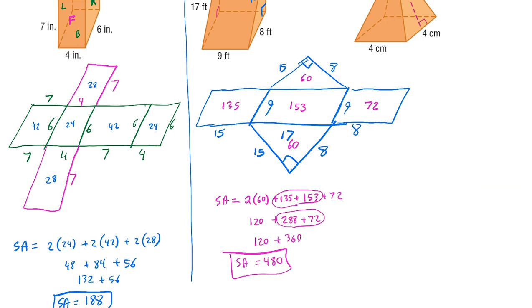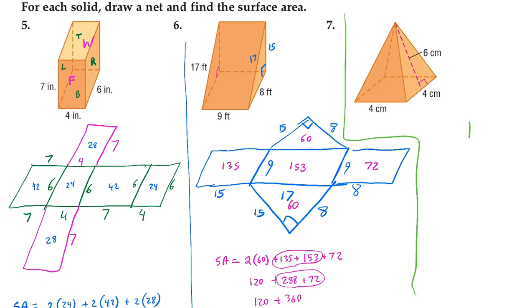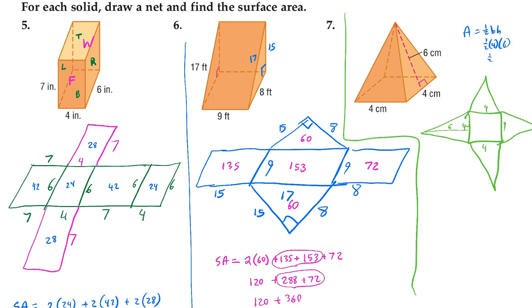Okay, now let's do a different color here for the next one. This one, I often open up pyramids like a flower. So here's the 4 by 4 base, and then each of these triangles opens up like this from that base. And those are all 6 height. So each of the triangles has area 1/2 base times height, or 1/2 times base of 4 times height of 6, or 1/2 of 24 is 12. So each of these is 12, 12, 12, 12, and 4 times 4 is 16 in the middle.